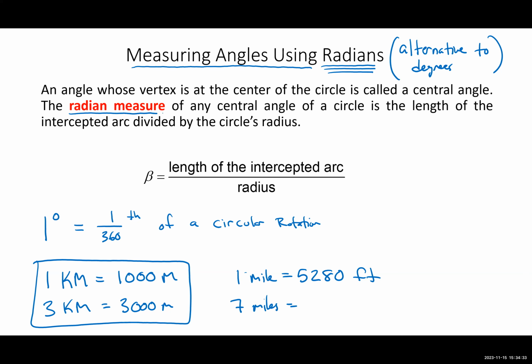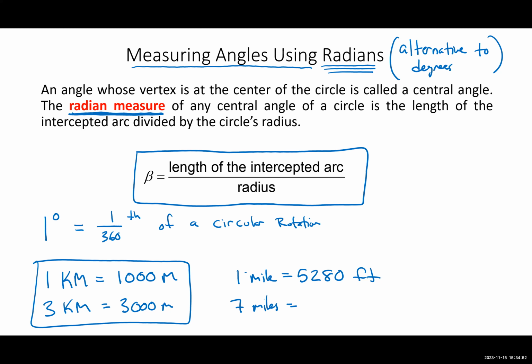which we're going to start talking about now. Basically, this whole video is about radian measure, a much more convenient system of measuring angles. So the radian measure of an angle, in this case we're calling it angle beta, is the length of the intercepted arc divided by the radius. What in the world does that mean?